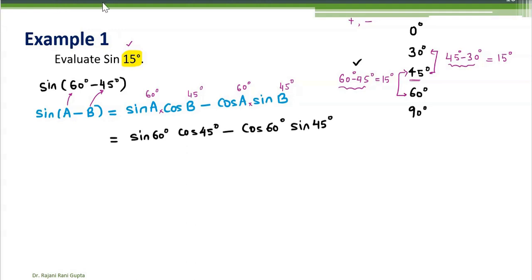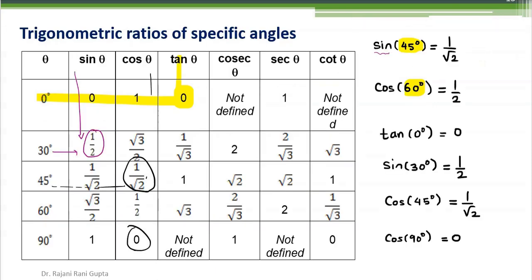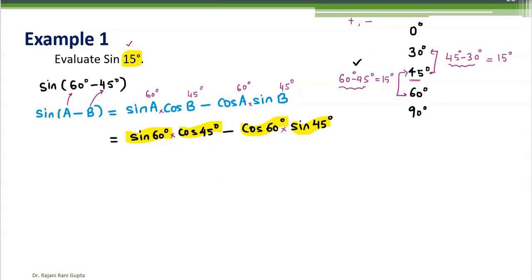And as I said before, in between these two values you have multiplication. Now after that, what you have to do is look for the value of sine 60, cos 45, cos 60, sine 45 from this table. Okay, so let's do it.